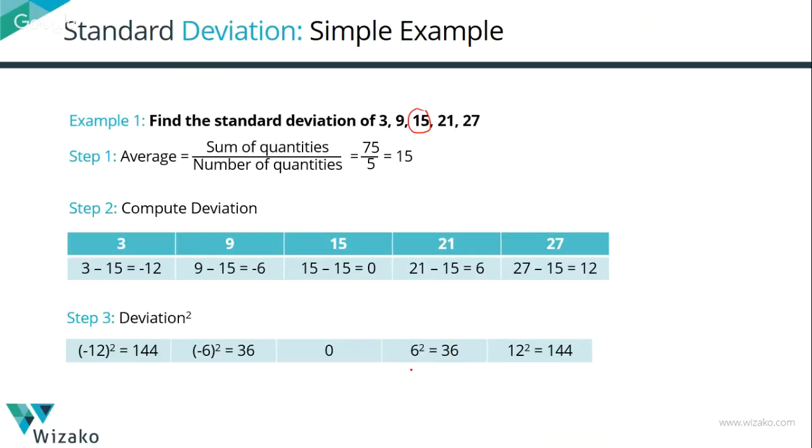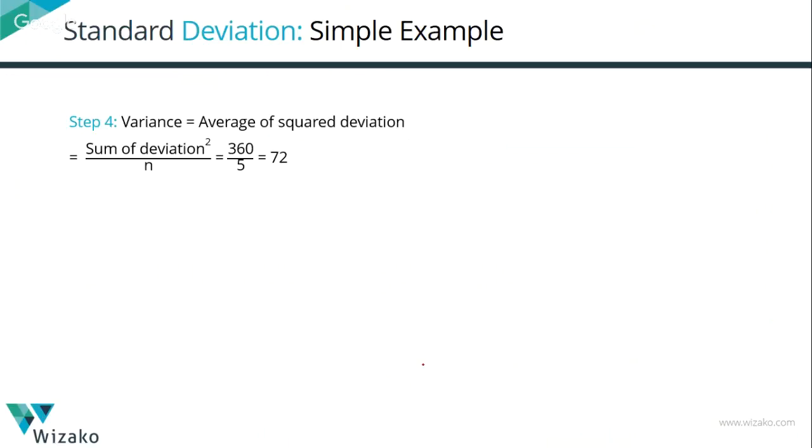Now we're going to find out the variance, which is step 4, average of the squared deviation. Sum of the squared deviation is 360 divided by 5 gives us an answer, which is 72, which is the variance. The last step is going to give us the standard deviation, which is square root of the variance. This is equal to 8.5.